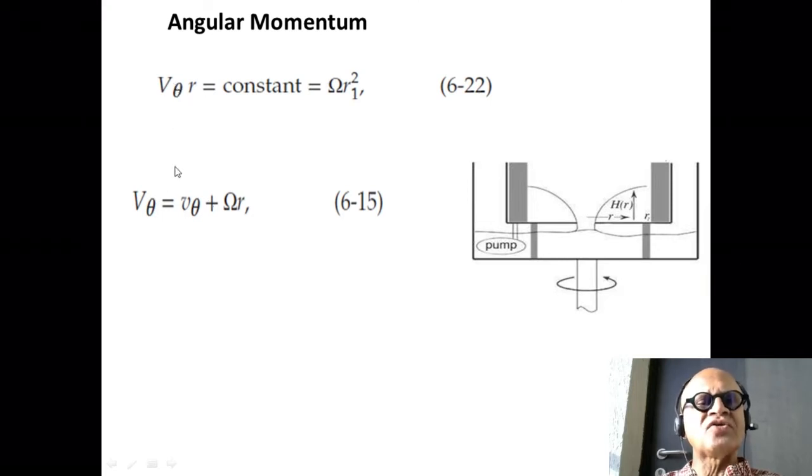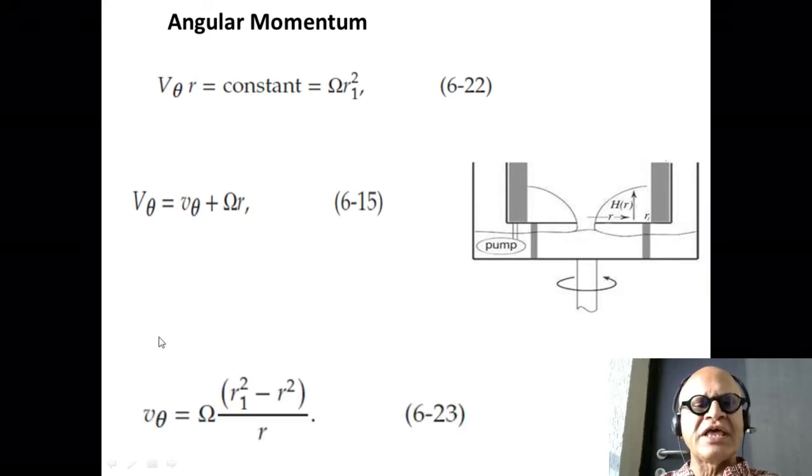Remembering that the non-rotating framework velocity is v theta relative to the tank plus the rotation of the tank omega r. We can multiply this with r, so v theta r would be omega r1 squared, and we can manipulate that equation then as omega r1 squared equals v theta r plus omega r squared, and then we can solve for v theta in terms of omega times r1 squared minus r squared, divided by r.